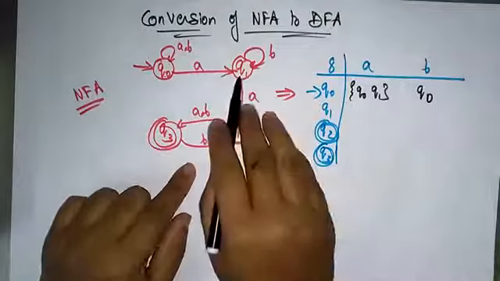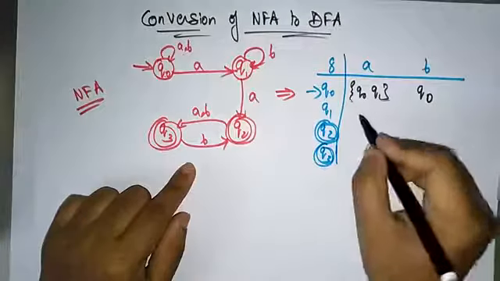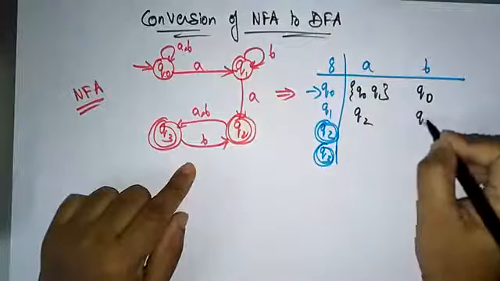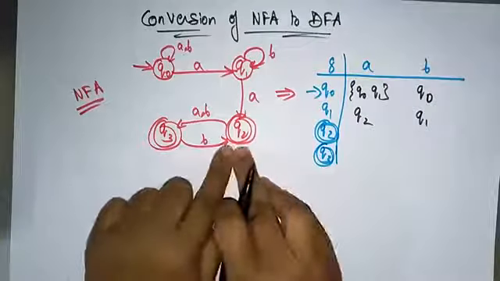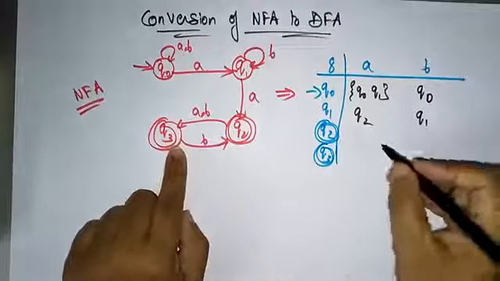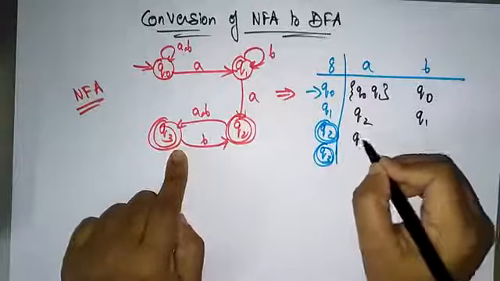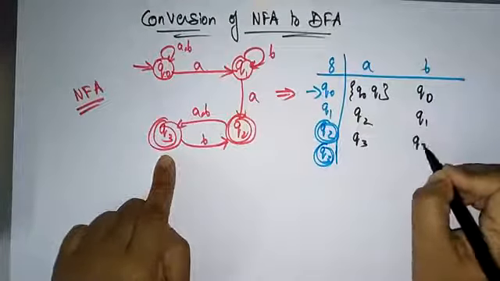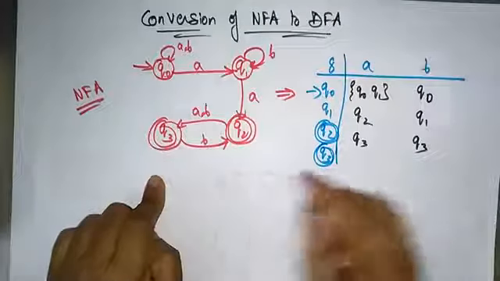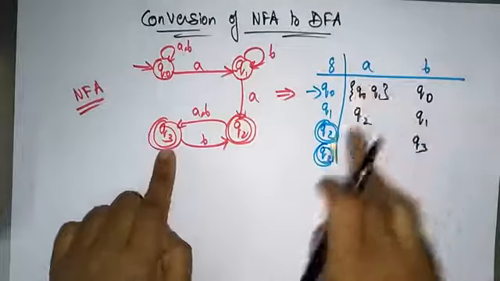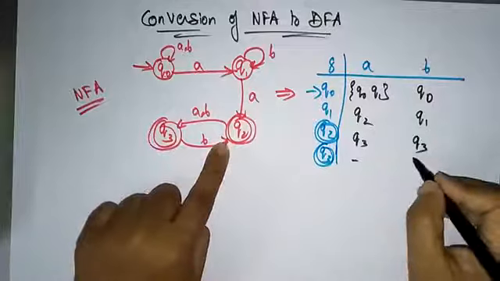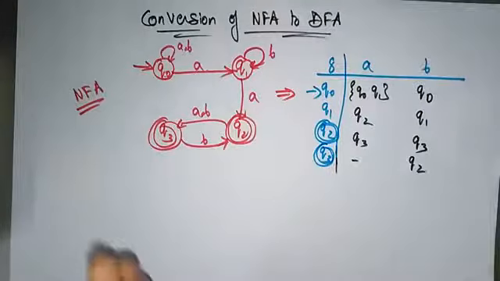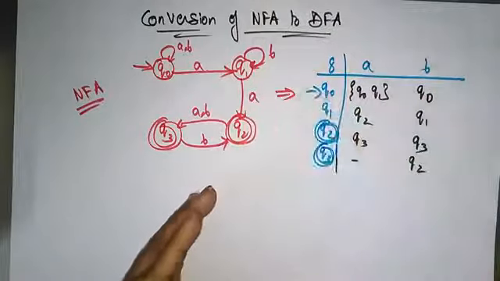Now coming to Q1. Q1 on A goes to Q2. Q1 on B is Q1 itself. Now Q2. Q2 on A goes to Q3 and Q2 on B goes to Q3. Q3 on A, no transition, and Q3 on B goes to Q2. So this is the transition table for the NFA.